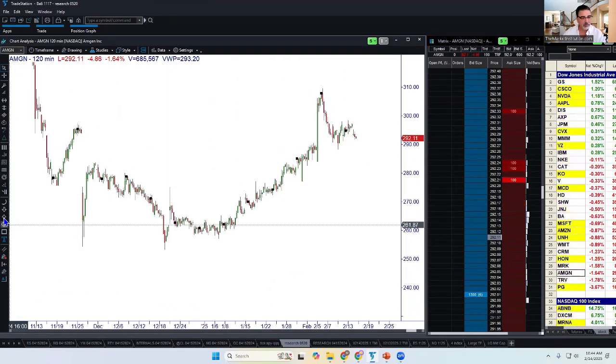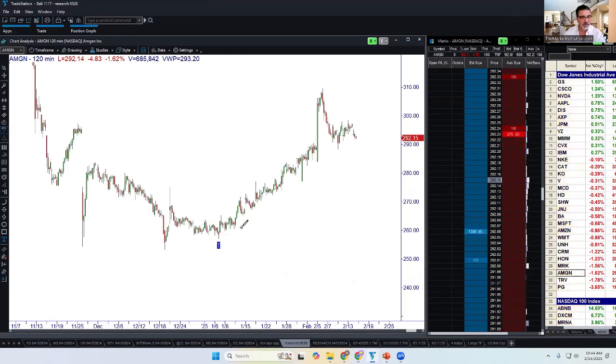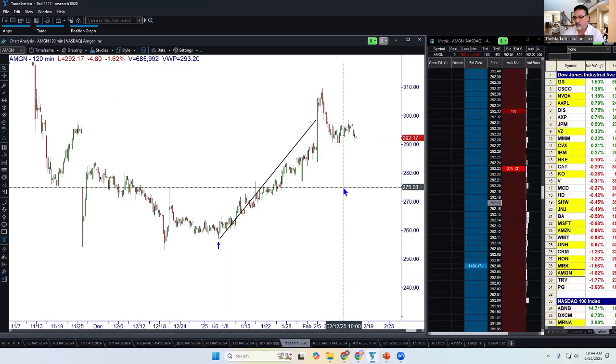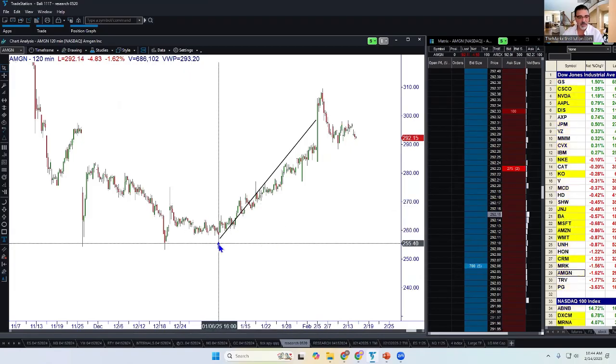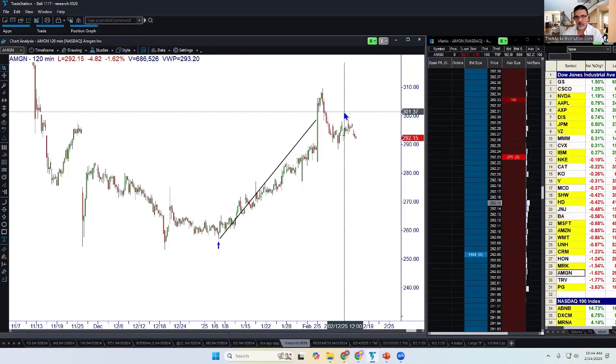Type in the chat, how many would have loved to have gone long right here and taken that move to the upside. Now, this is just on a stock. It works on everything. How many would love to have taken a long entry right here and just rode this up? You're going from $260 up to 300. Oh yeah, everybody.